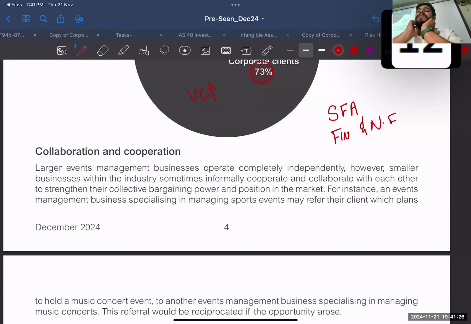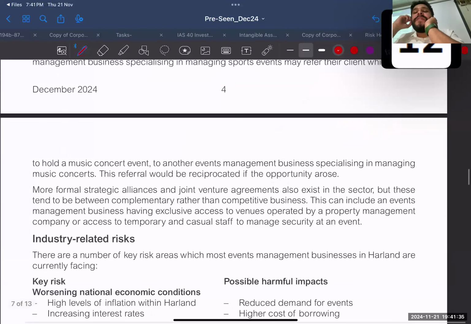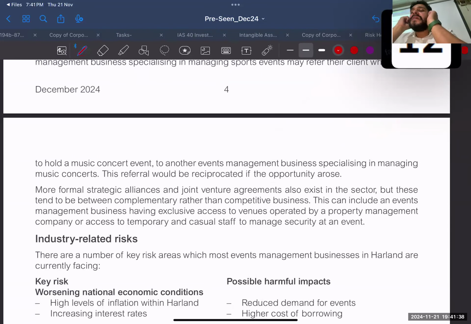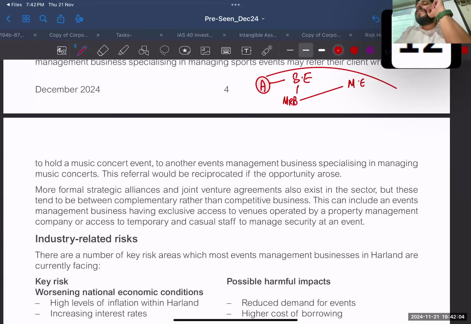For instance, an event management business specializing in managing sports events may refer their client, who plans to hold a music concert event, to another event management business specializing in managing music concerts. So this is how it works. For example, if there is a company A that got a client of a sports event, and the client, Mr. B, wants to conduct a music event as well, company A is going to refer him to company B, which specializes in music events.